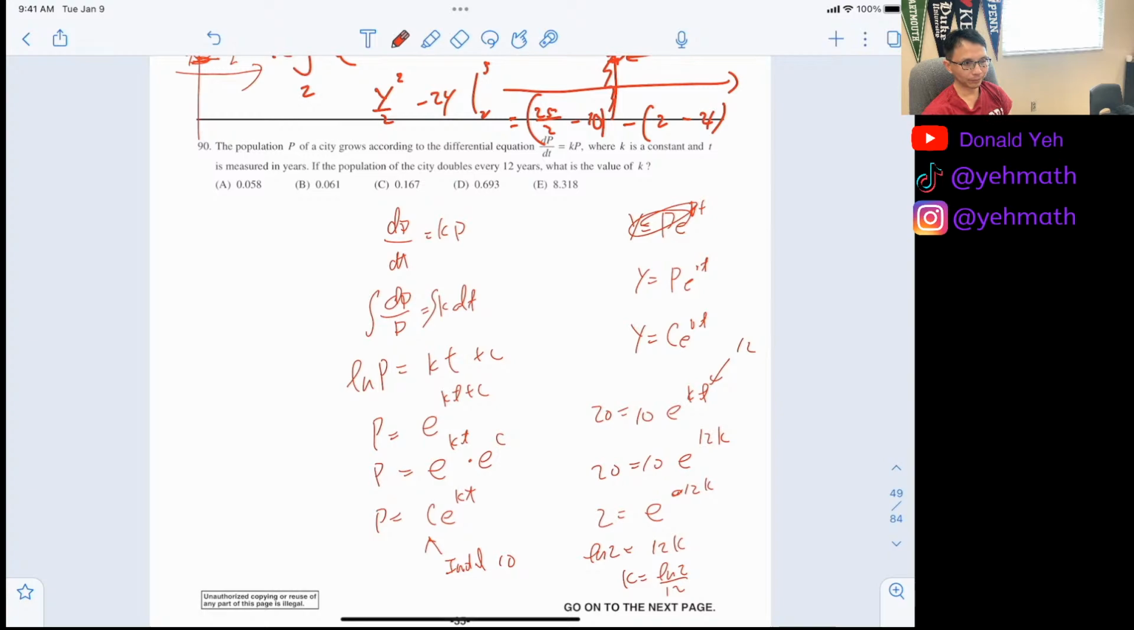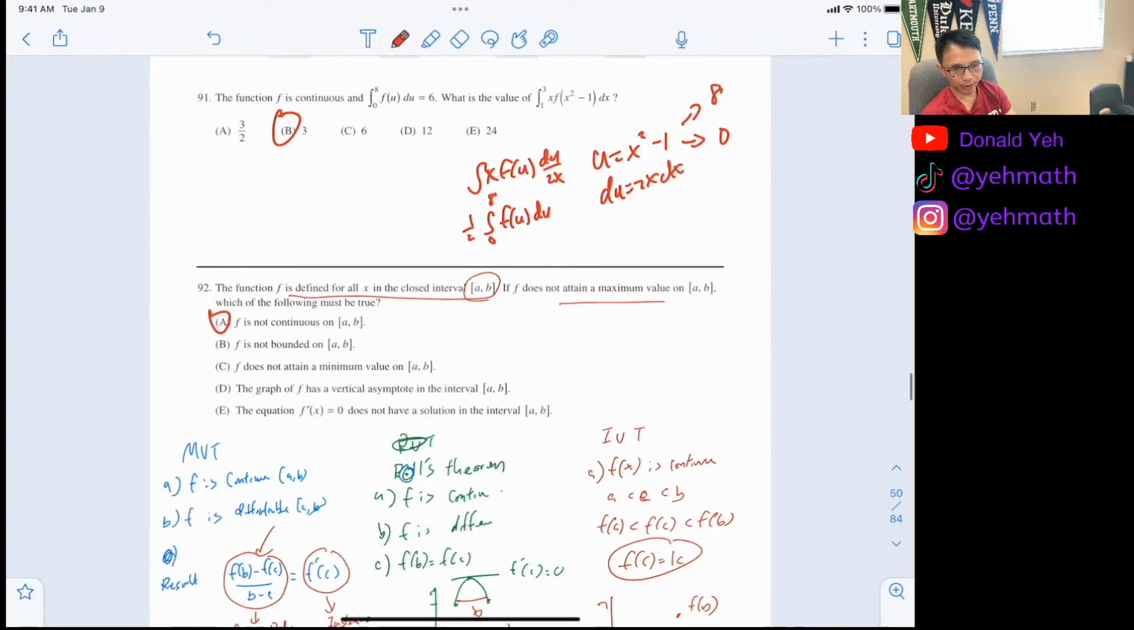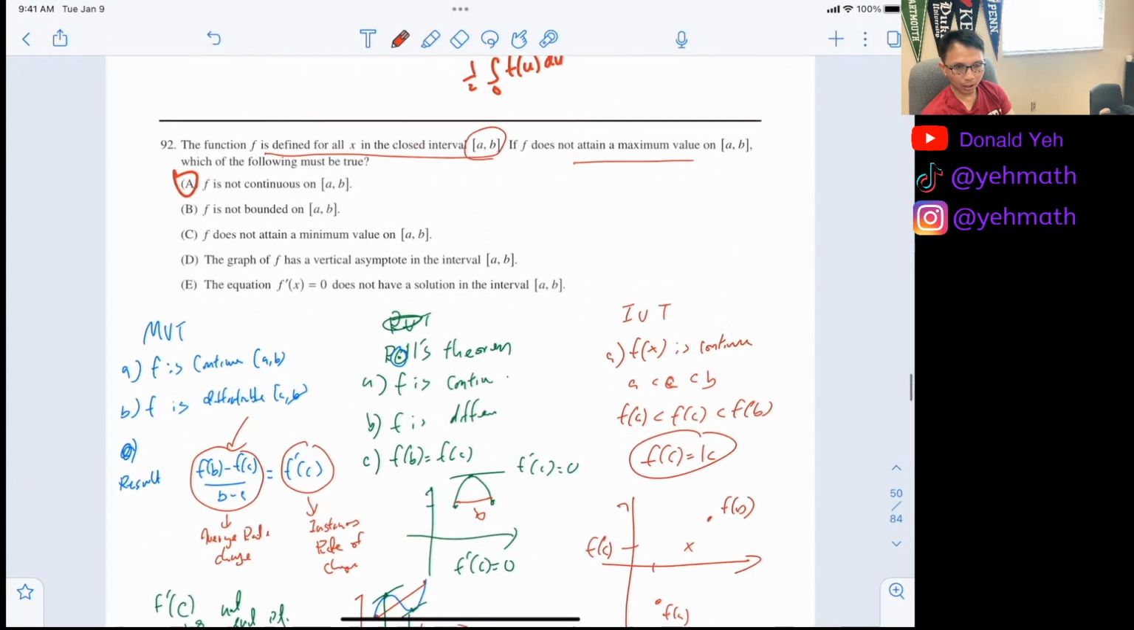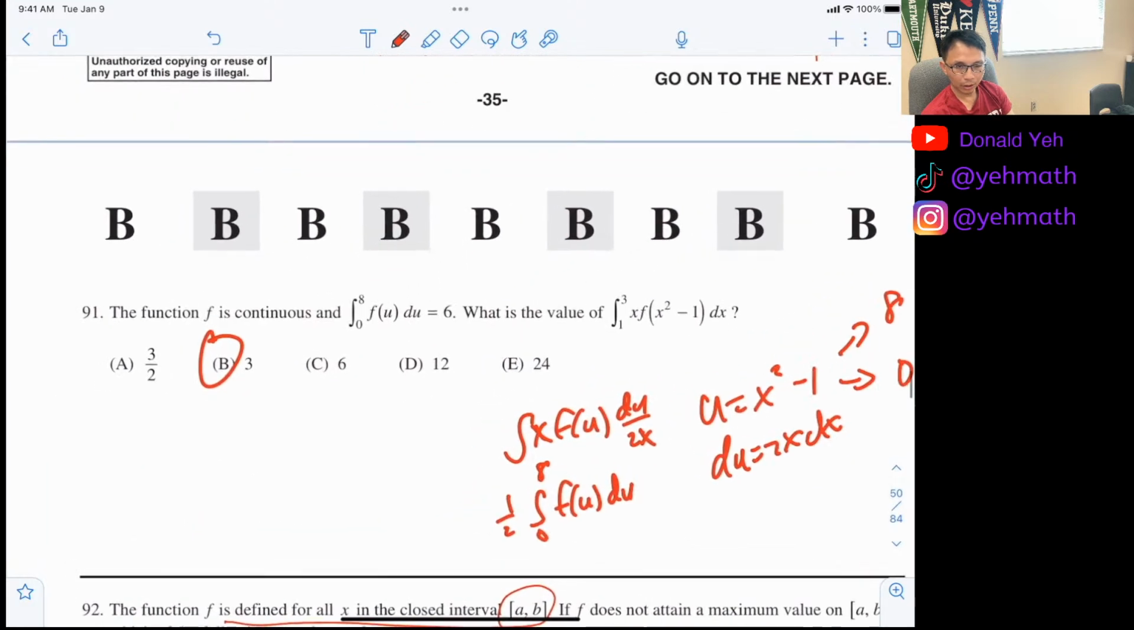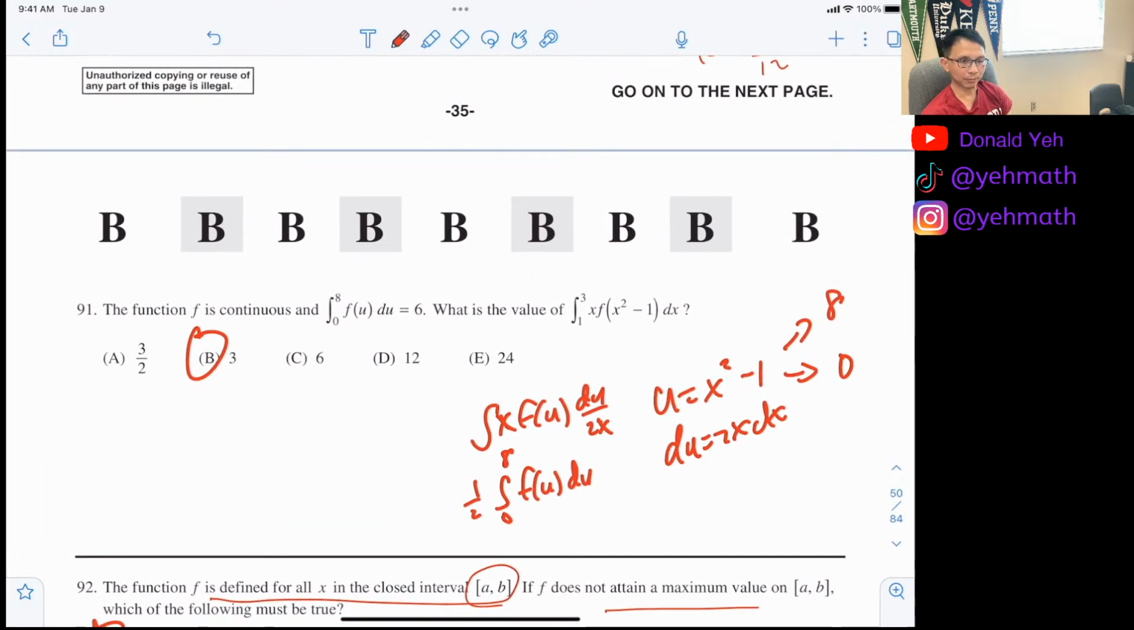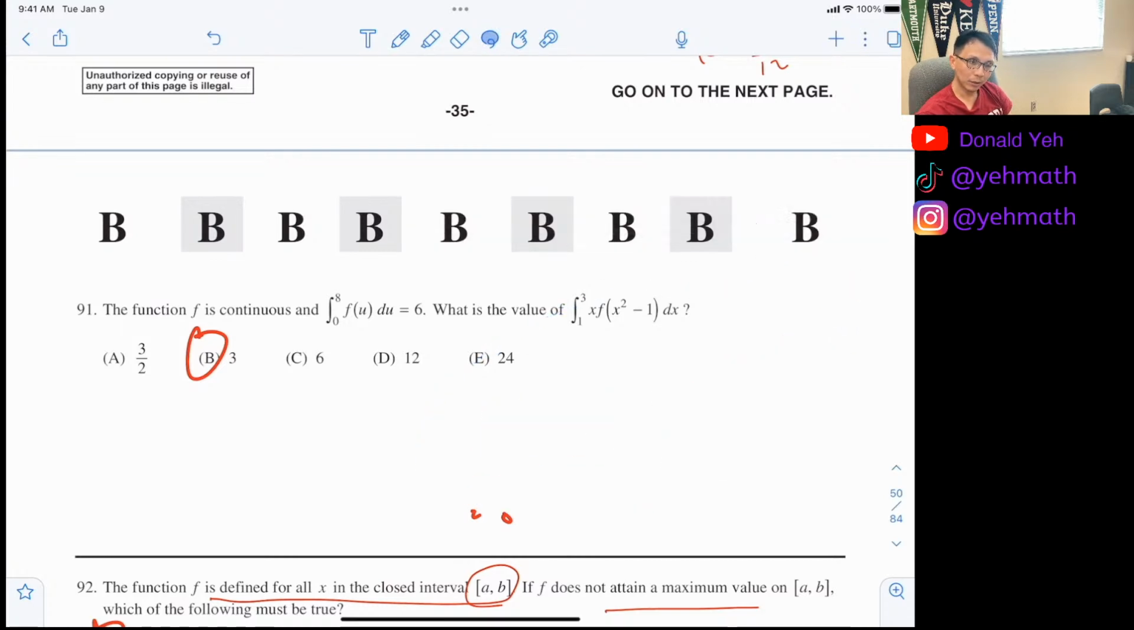Next question. 91, sure. Wait, hold on. Ooh, 91 is good. U substitution. So you look at here, right? I say, well, u equal to x squared minus 1. How do I know that? Because they say it's u and they say du. That kind of gives you a hint. You have to do that.